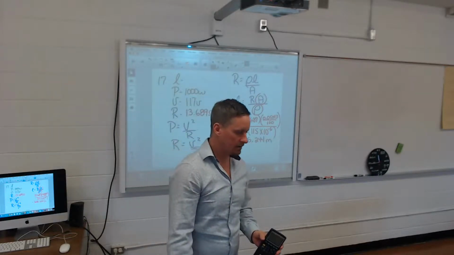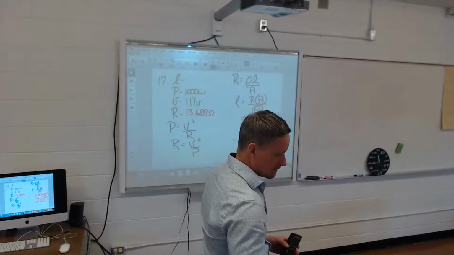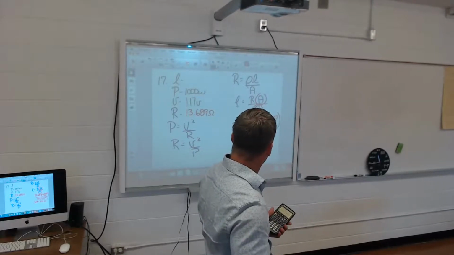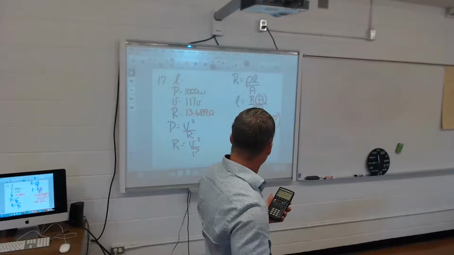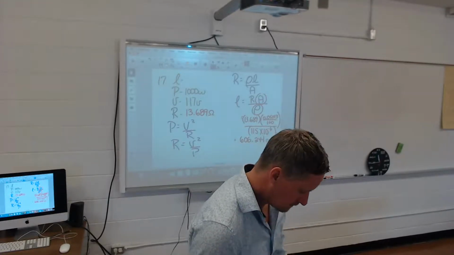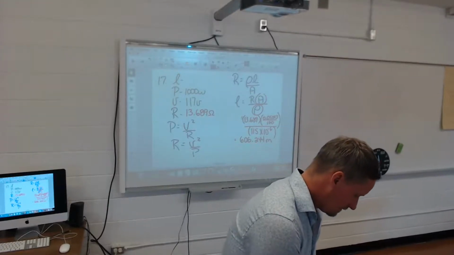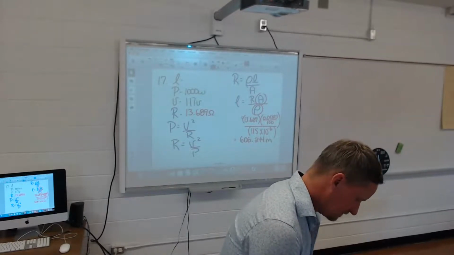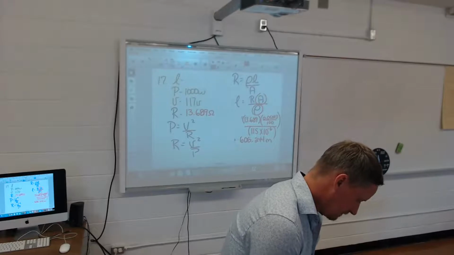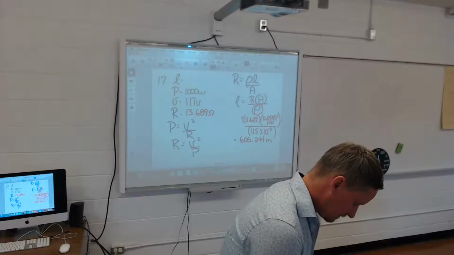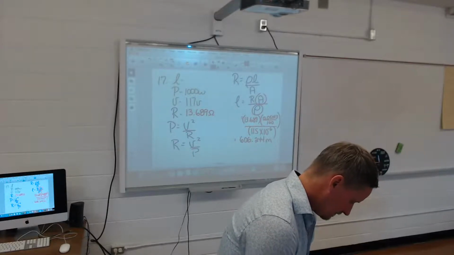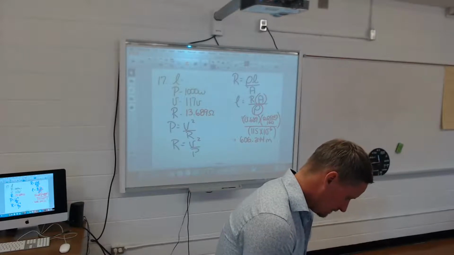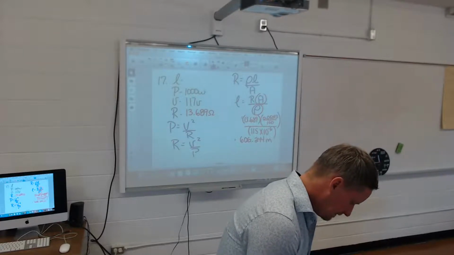Is that what you get? I can't see it, but I got 60.64. Okay, I have 606. Let me have a look and see which one of us has the decimals off. It's 0.606 meters. So.